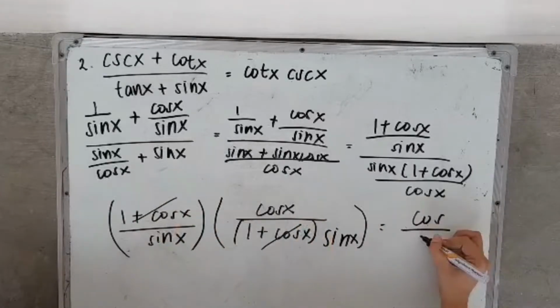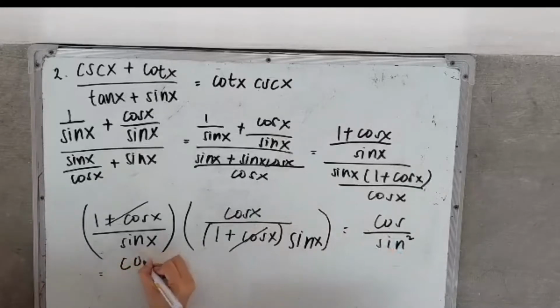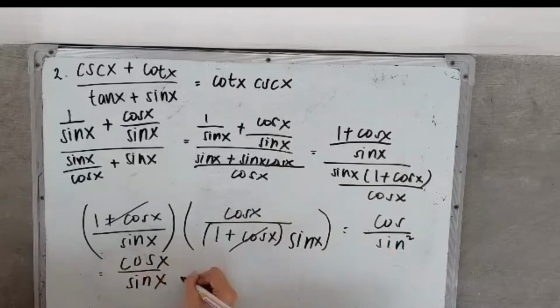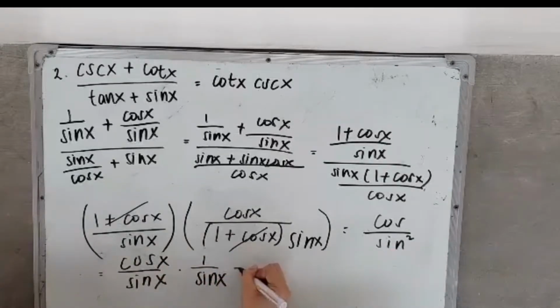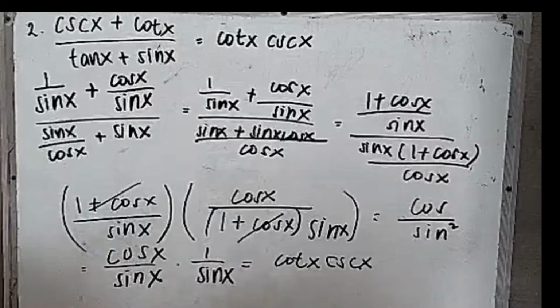Cosine x over sin squared x will remain, and we break sin squared x into 2: cosine x over sin x and 1 over sin x. The reciprocal identity of 1 over sin x is cosecant x, and the ratio identity of cosine x over sin x is cotangent x. Now we prove that cosecant x plus cotangent x over tangent x plus sin x is equal to cotangent x cosecant x.